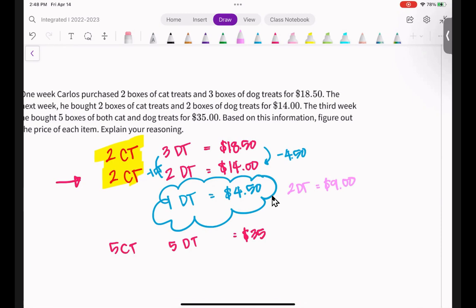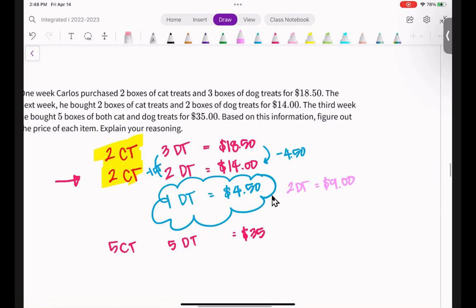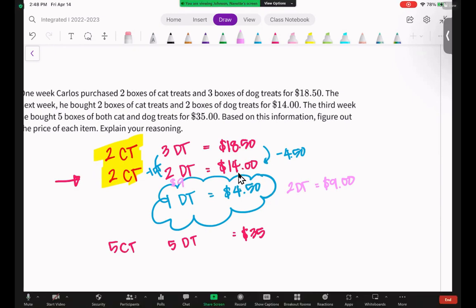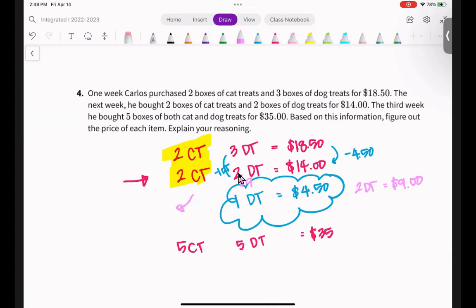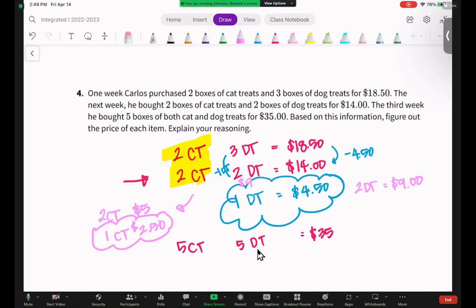And if 2 dog treats equals $9, that means this guy right here is your $9 of your $14. So how much is that for your cat treats? So 2 cat treats, you have to pay $5 more. So that implies that 1 cat treat is going to be $2.50. And of course I would check my answer. Does it actually make sense in this context over here? I don't know. Let's look.